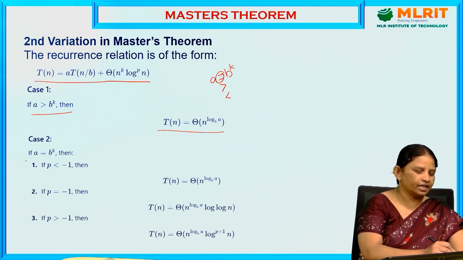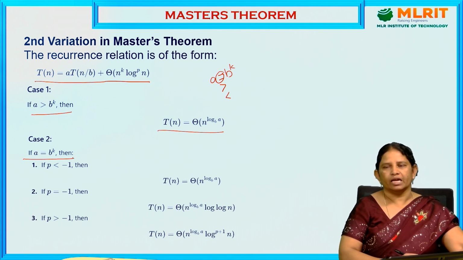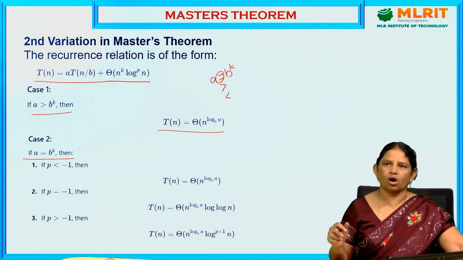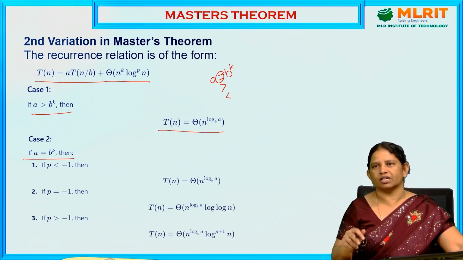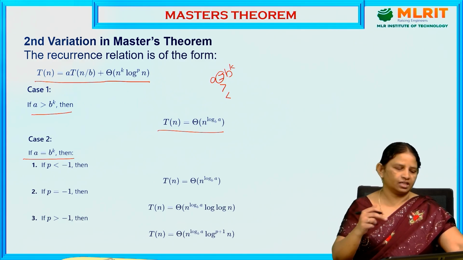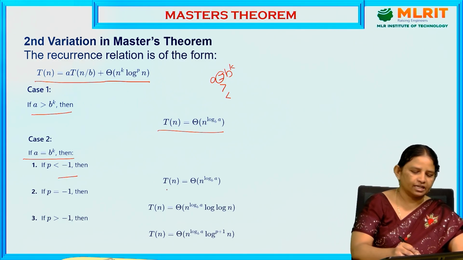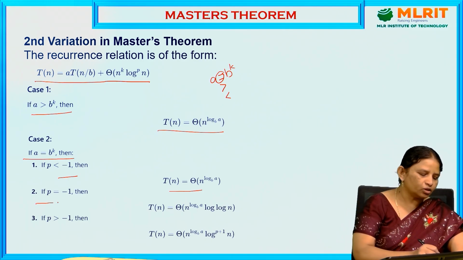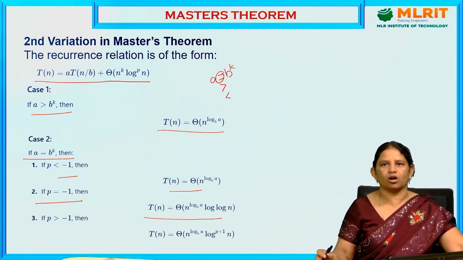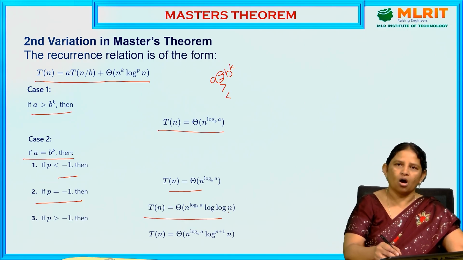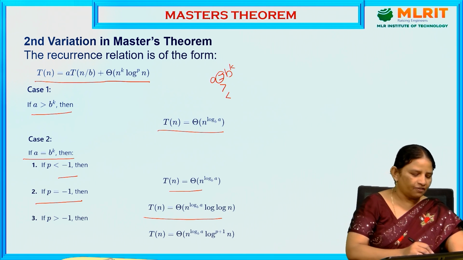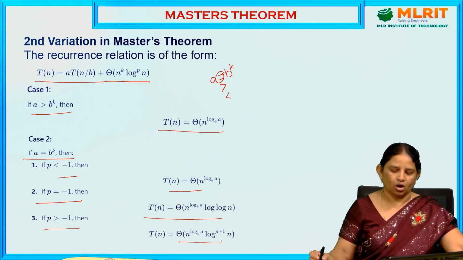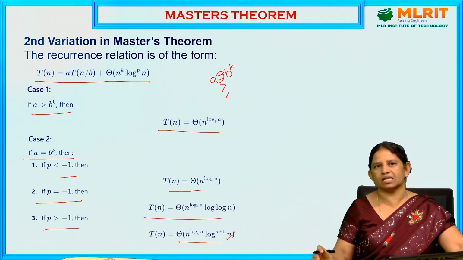Second one is case 2, if a equal to b power k. If greater than, no need to verify the p value, whether it is less than -1 or equal to -1 or greater than -1. If the equal condition is satisfied, again we need to check the p value. If p less than -1, then T of n equal to theta of n to the power of log a base b. If p equal to -1, then T of n equal to theta of n to the power of log a base b log log n is the time complexity. If p value is greater than -1, then T of n equal to theta of n to the power of log a base b log to the power of p plus 1 into n is the time complexity.